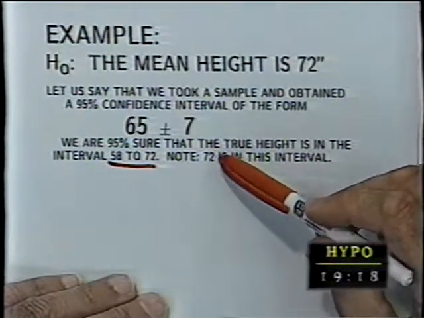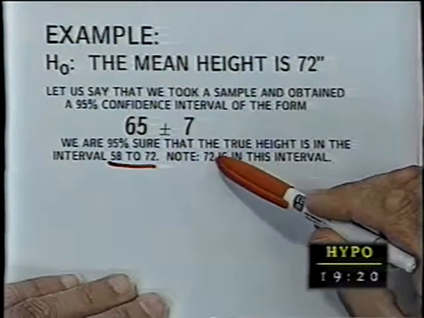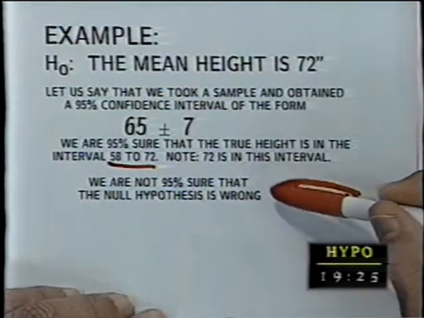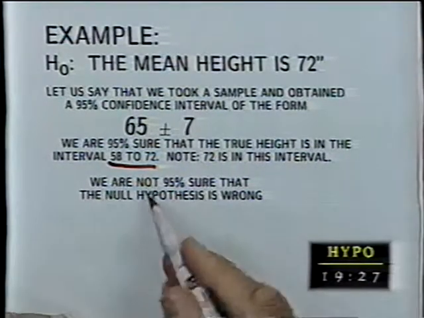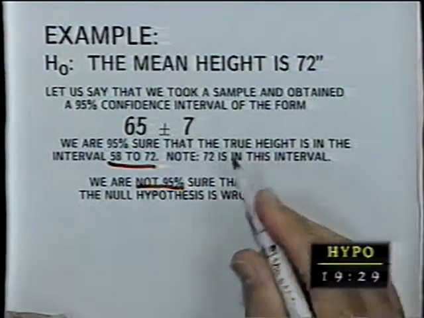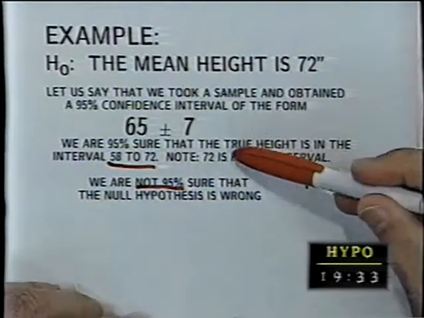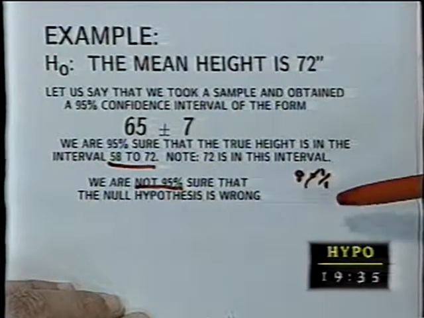He's probably a lot shorter than that. But it made it. It made it into my interval. I cannot say that I'm 95% sure that it's wrong. So we are not 95% sure. We're a little less, maybe 94% sure, but not quite 95% sure. We're not quite 95% sure.